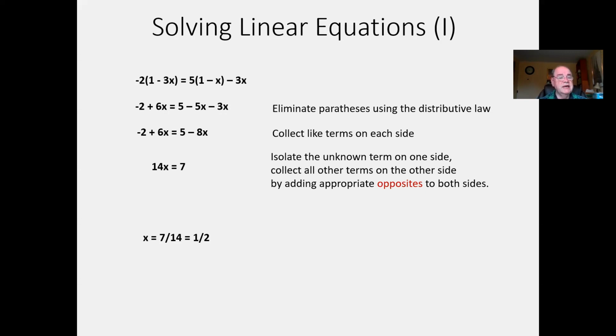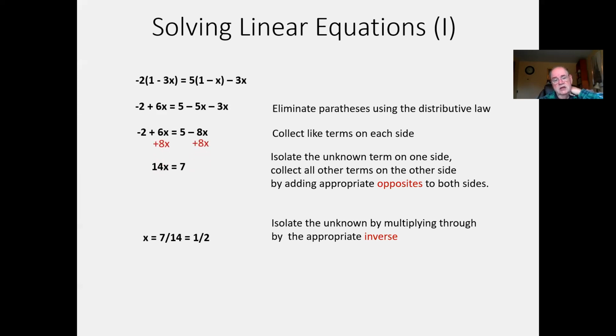So I've done something to make that happen. The something is to add opposites of some of the terms to both sides. And then finally, to isolate x by itself is, I claim, a multiplication process, multiplying through by the appropriate inverse. Here, the inverse that I'd be looking for would be the inverse of 14.